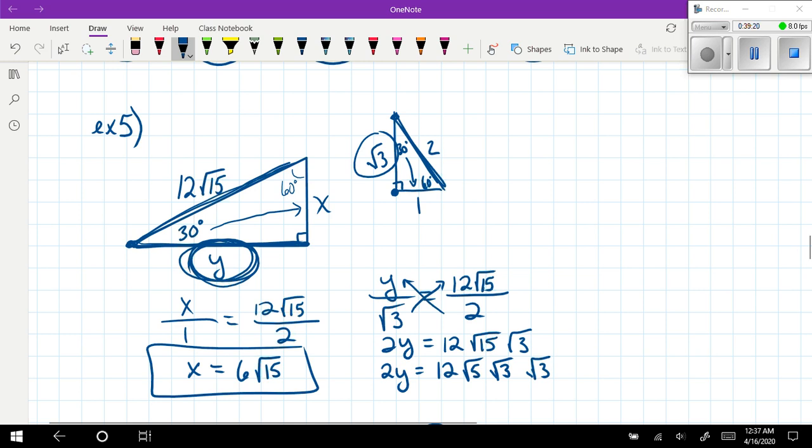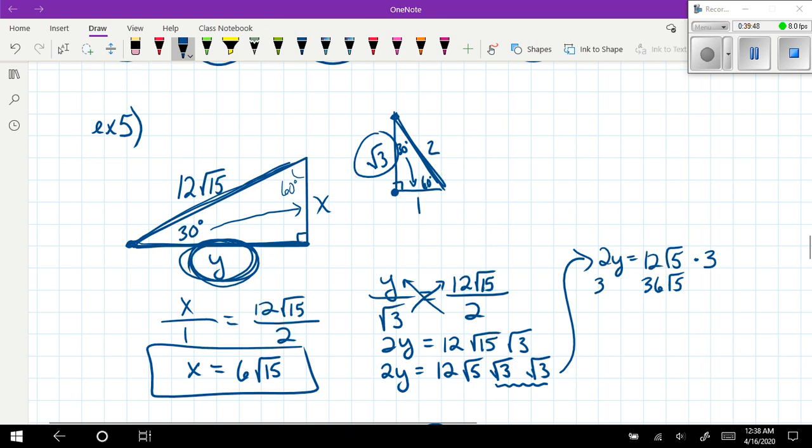So the square root of 15 is the same thing as the square root of 5 times the square root of 3. And that allows me to pair these root 3's up here and just call that plain old 3. Multiplied by this 12, I'm going to write this up here a little bit, okay? This is 2y is equal to 12 root 5 times 3. Well, 3 times 12 is 36 root 5.